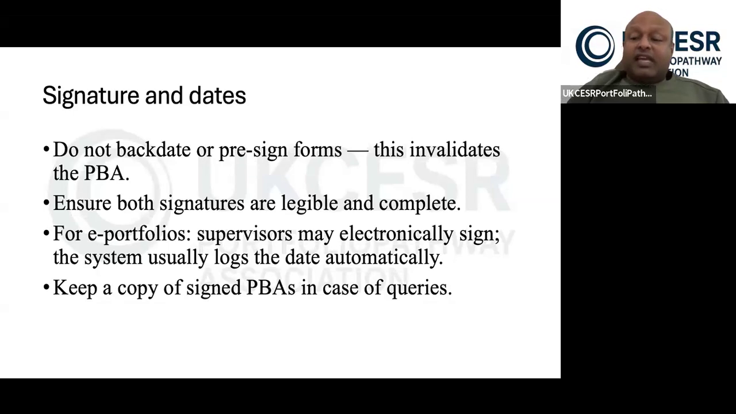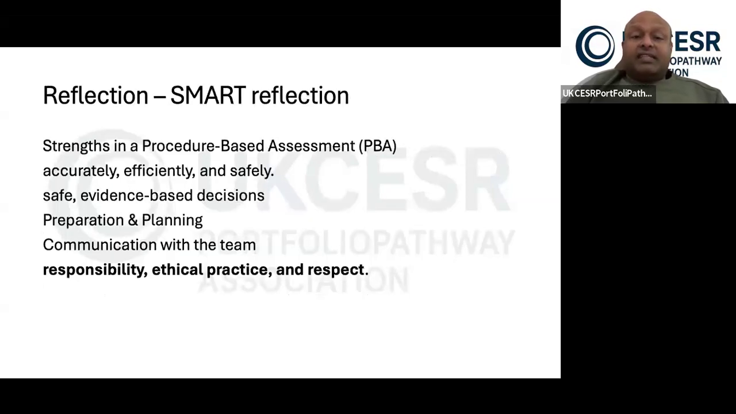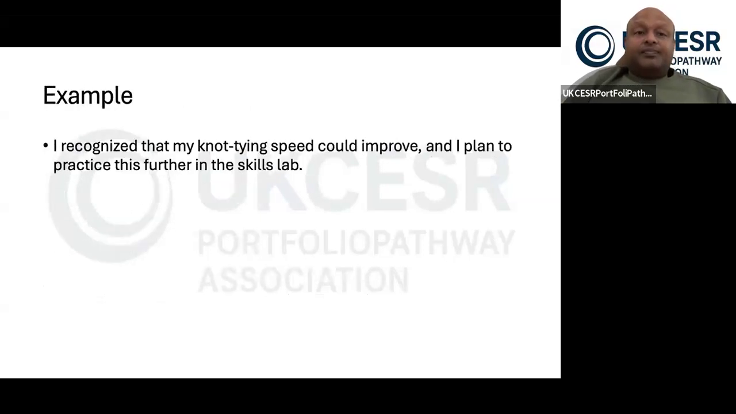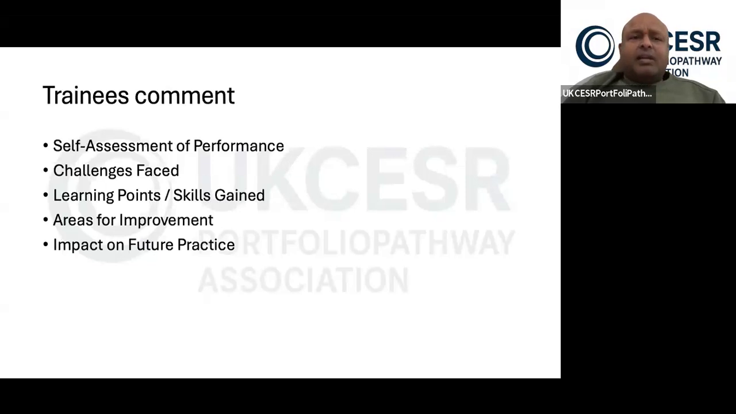Keep a copy of the PBA. If you have a signed copy, that's fine. And reflection, as I said, make sure your SMART reflection is there. Make sure you have an honest PBA done. For example, I recognize that my knot tying speed could improve, and I plan to practice this more. This is what development is needed: what is my strength, what is my weakness, what should I improve. The trainee's comment has to be a self-assessment of performance, challenges faced, learning points or skills gained, and areas of improvement must definitely be mentioned.